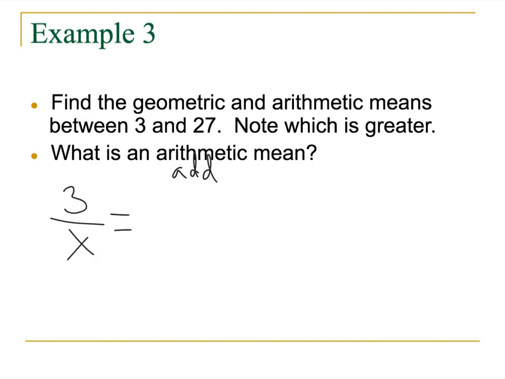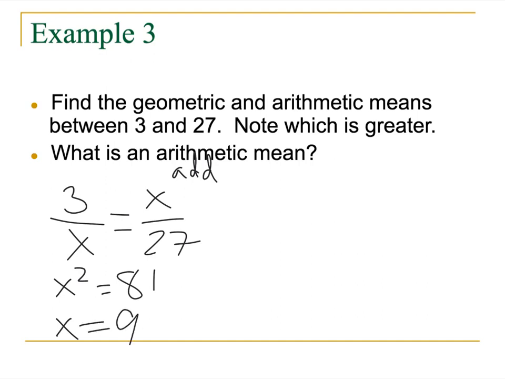3 over x is equal to x over 27. So I'm going to have x squared equals 81. When I cross multiply, I'm going to get x equals plus or minus 9. We'll go with the positive. Boom, that's my geometric mean.